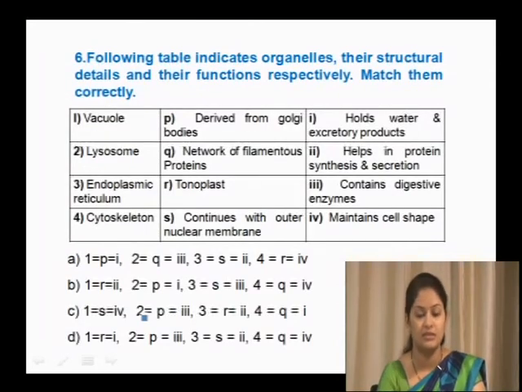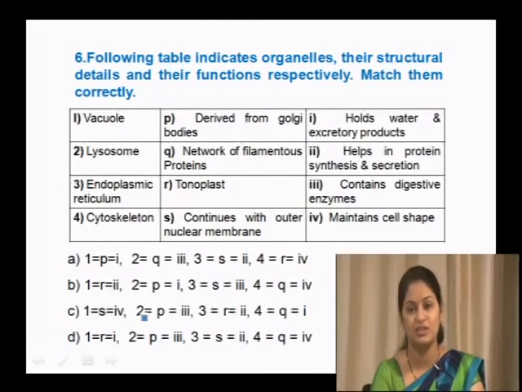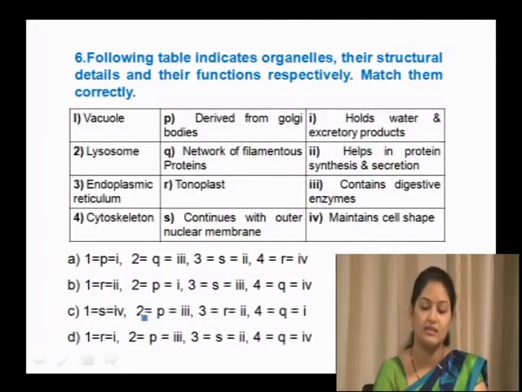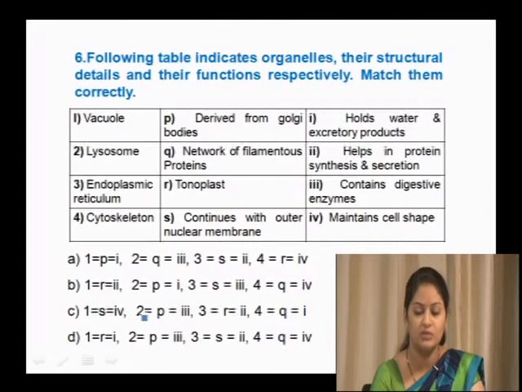Next comes the table which indicates the organelles in the first position, and the middle table indicates their structural details, and the third table indicates their functions. Now we are supposed to match them. Vacuole is the first option there, then comes lysosome, third one endoplasmic reticulum, fourth one is the cytoskeleton. In the middle table we have: they are derived from Golgi bodies, next network of filamentous proteins, next tonoplast, and the last one is continuous with the outer nuclear membrane.